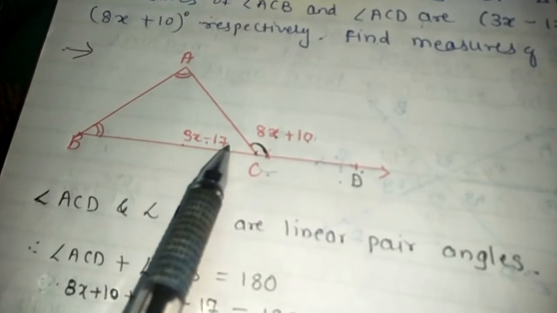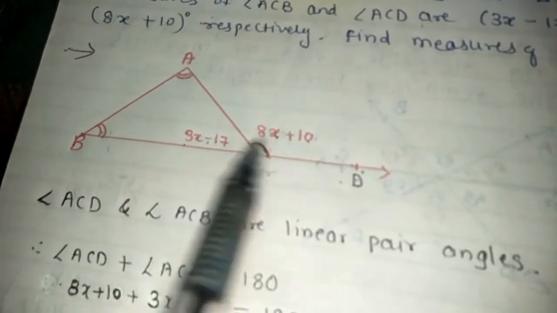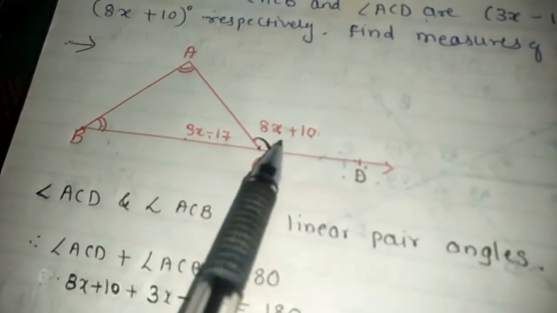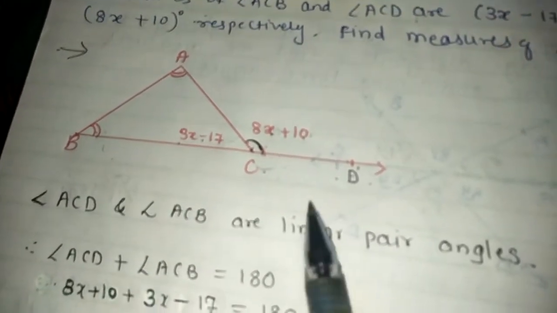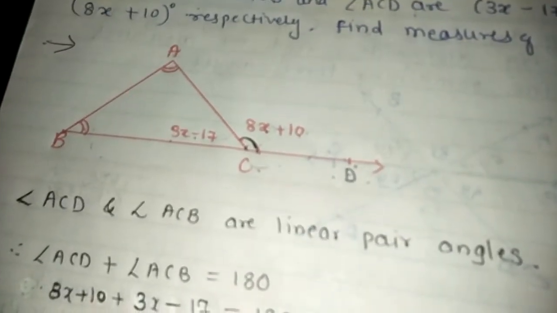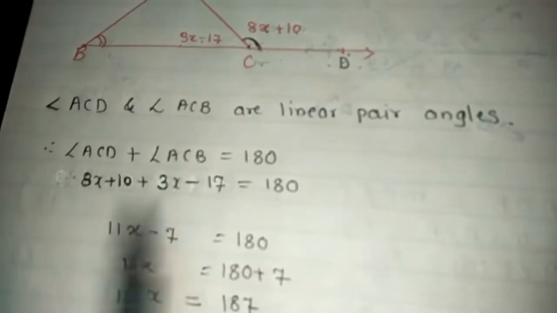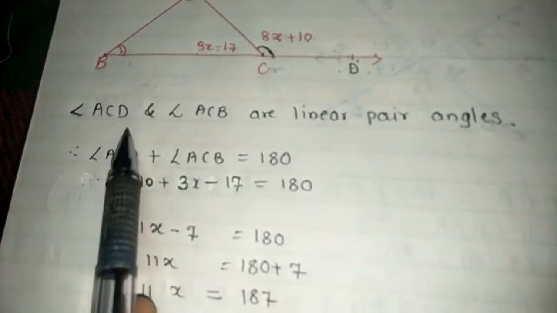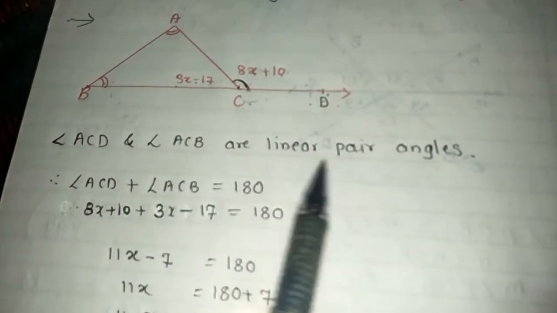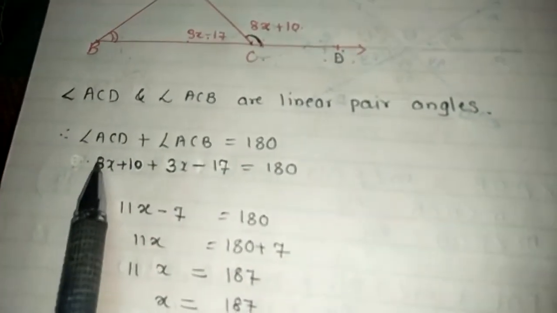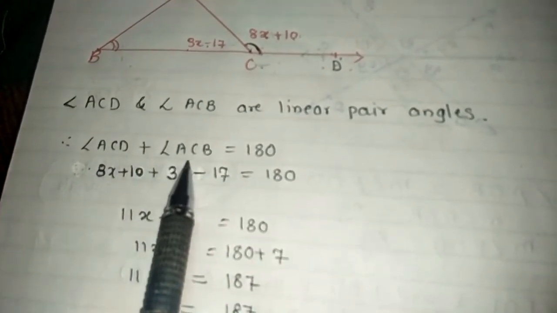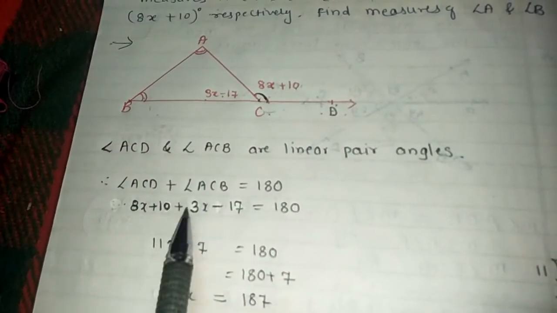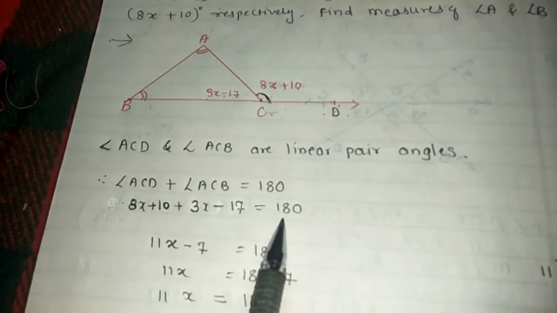So 3x minus 17 and this one are nothing but linear pair angles, meaning angle ACD and angle ACB are the linear pair angles. Linear pair angles are supplementary. That property we use here to find the 8x plus 10 degree value. So the statement we wrote: angle ACD and angle ACB are linear pair angles. Therefore angle ACD plus angle ACB equals 180. ACD is 8x plus 10 and ACB is 3x minus 17, equals 180.